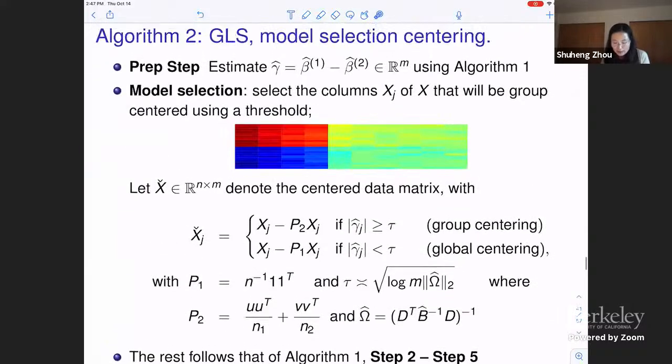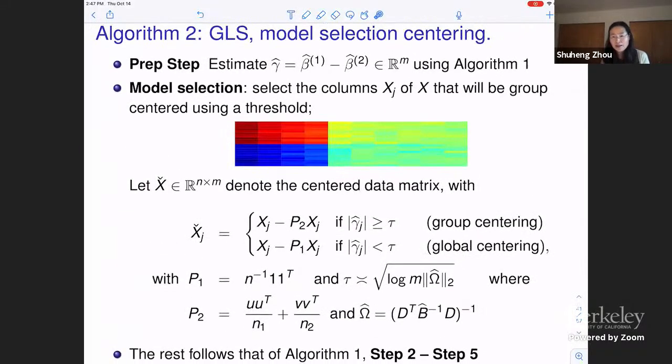And so the second algorithm we do is to say, okay, if we estimated gamma hat using the GLS, if we believe that's a better estimate of the mean, why don't we do the following? For certain genes, we know they are not differentially expressed. So if they are below the threshold, we just do global centering, meaning we just take the mean of all the samples out rather than based on the group.